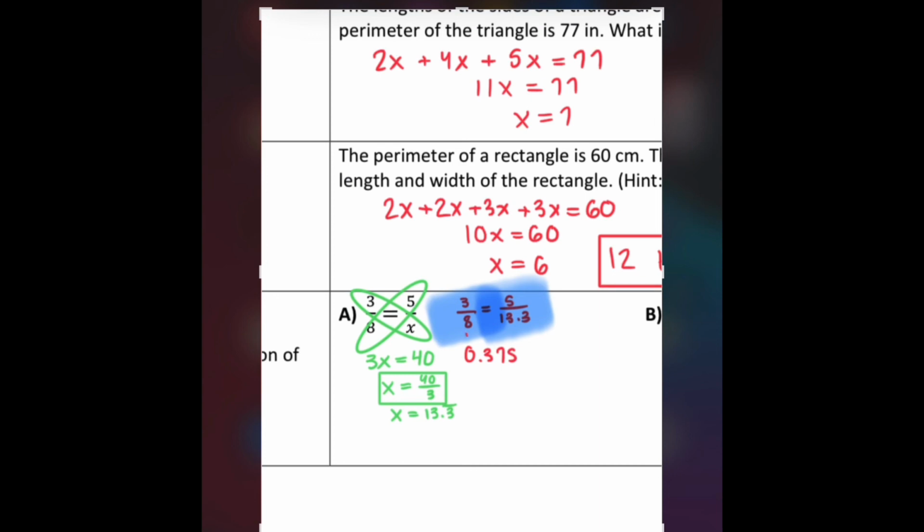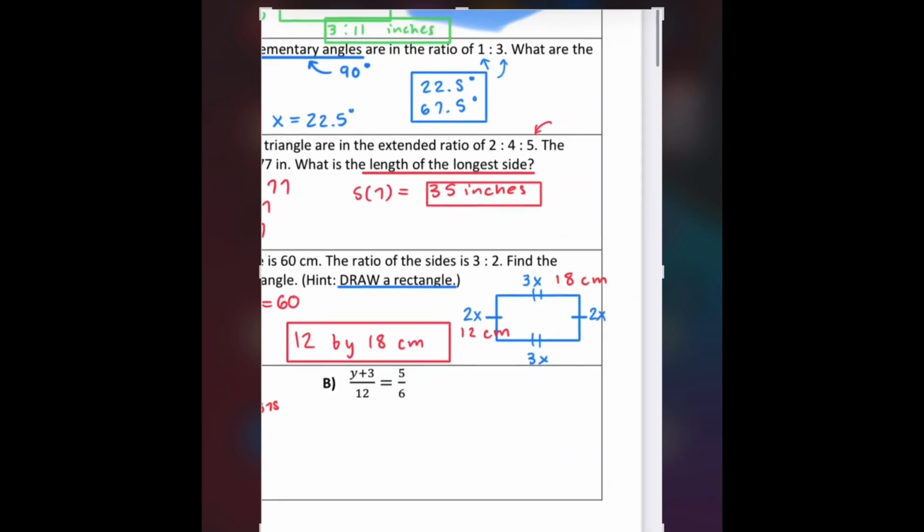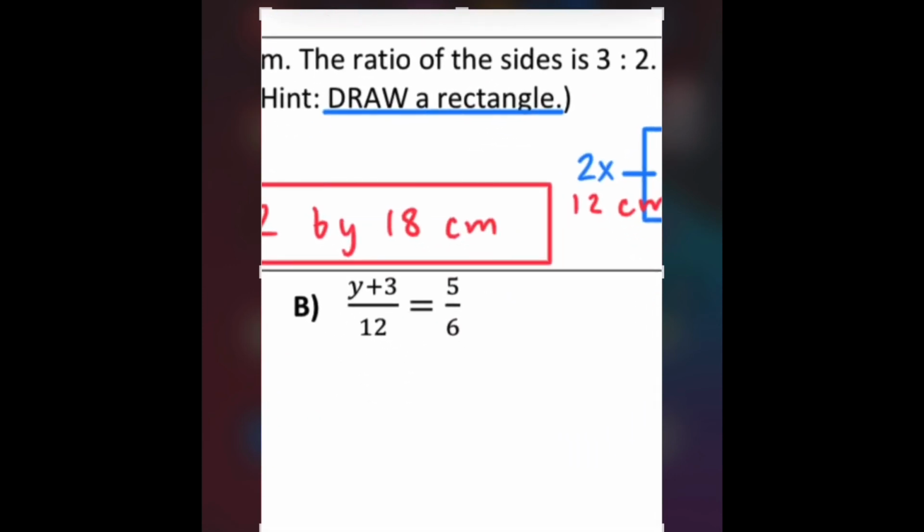So 3 divided by 8 is 0.375, and when you do the other division, it's also going to come out to be very, very close to 0.375. And if you left it as the improper fraction, it would have been exact. So this is just a little way you can use to check your work and ensure that you did it correctly. It's always good to check your work. That's how you can avoid mistakes on tests and quizzes and whatnot.